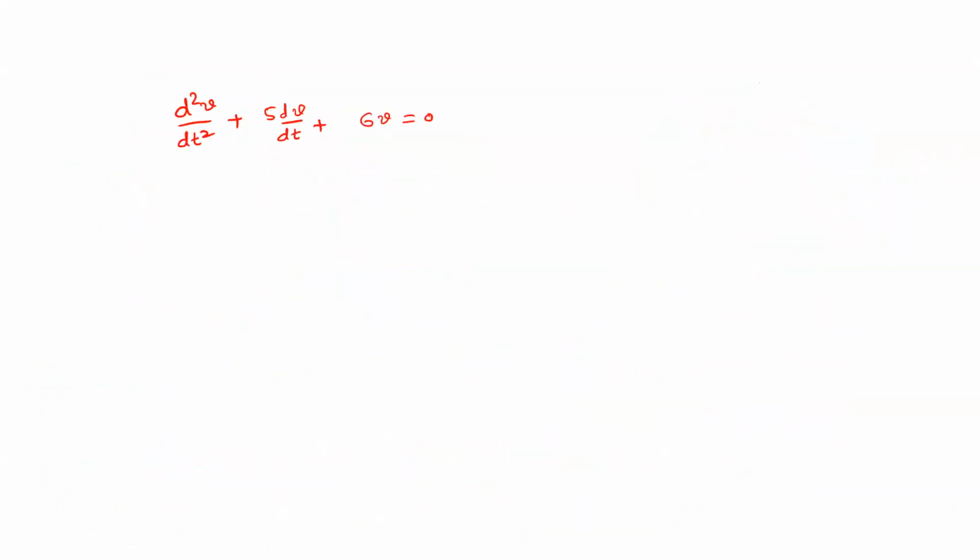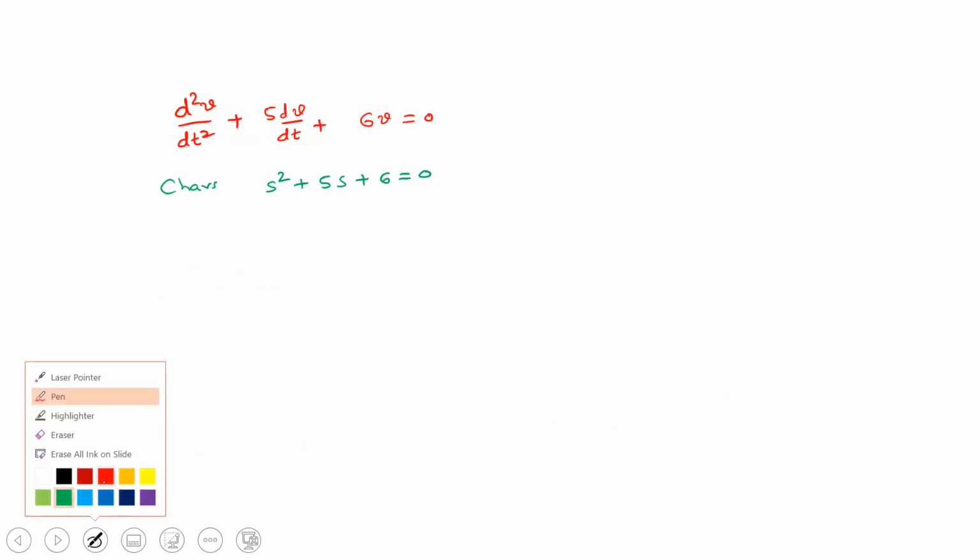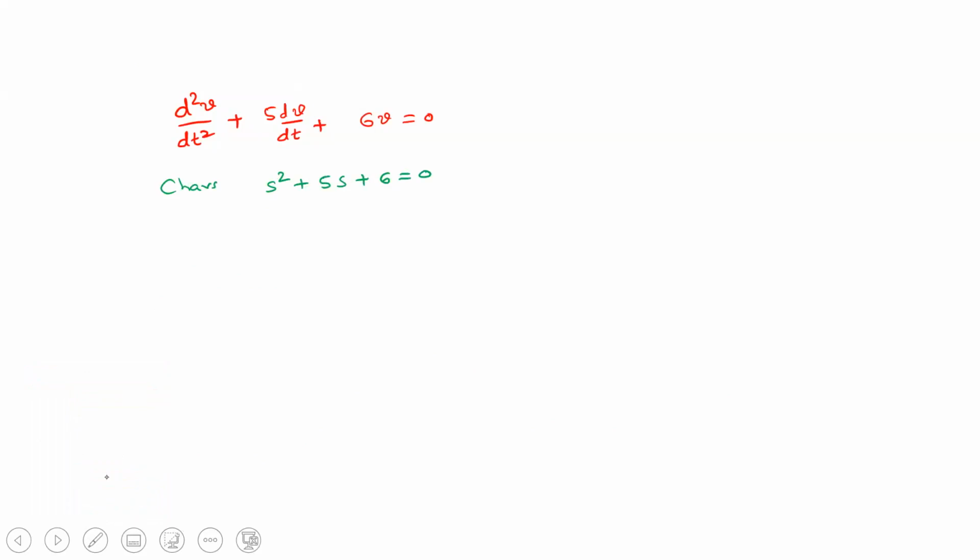Yes, sir. So this will give d square v by dt square plus 5 dv by dt plus 6v equal to 0. Right. So what is its characteristic equation? It will be s square plus 5s plus 6 equal to 0. That is its characteristic equation, right? Everyone agree? Yes, sir. Okay. So what are the roots s1, s2? -3 and -2.